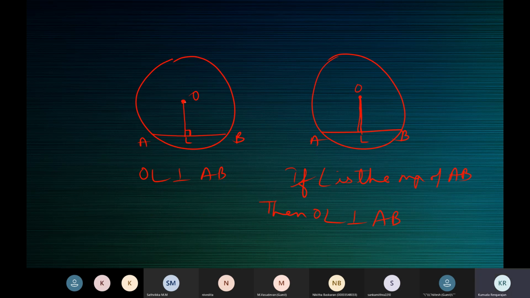The statement here is: the perpendicular from the center to the chord bisects the chord. And if a line from the center to a chord bisects the chord, then the line is perpendicular to the chord.